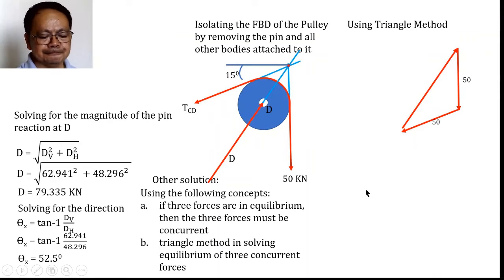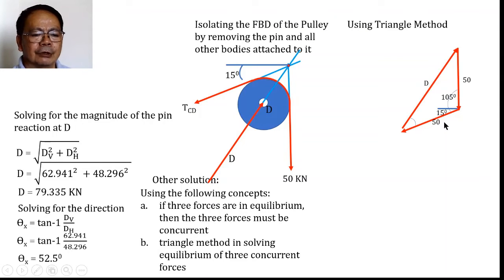Okay, pakita natin. Nasaan itong 15 degrees in the figure? Itong 15 degrees in the figure will represent this angle. Ito rin yung angle na yun. Yun, angle na yun, di ba? Yun yung angle na yun. Sa pagkatuwid, itong angle na yun will also be this.